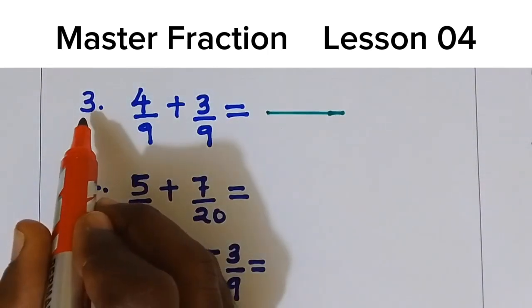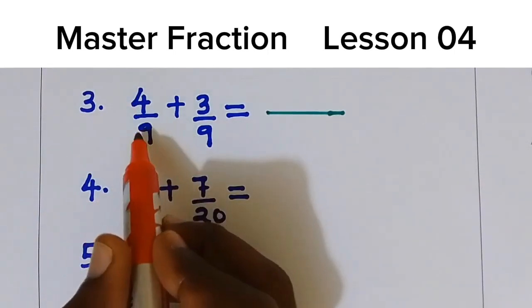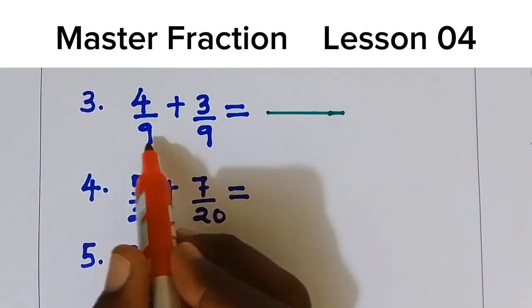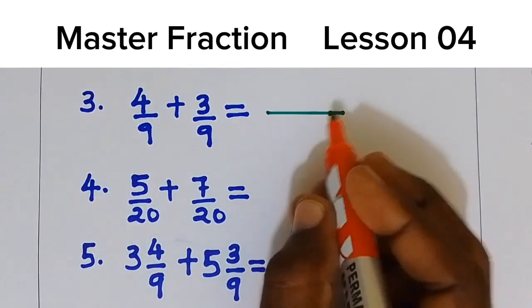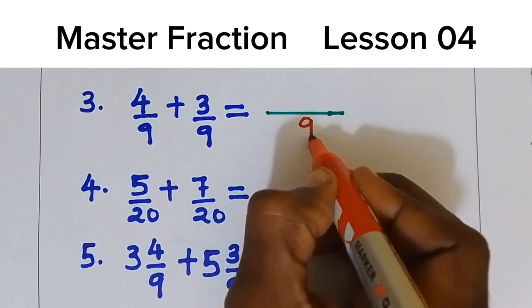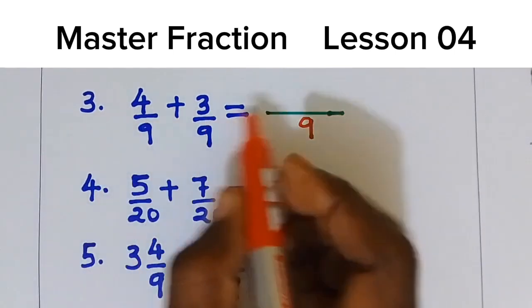Let's go and do question number 3. We have 4 over 9 plus 3 over 9. We have the same denominator 9, so 9 is going to remain the same, but the numerators we will add.